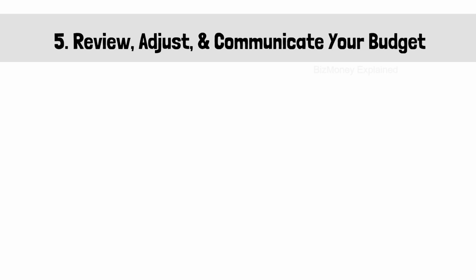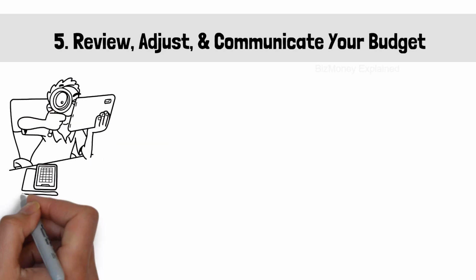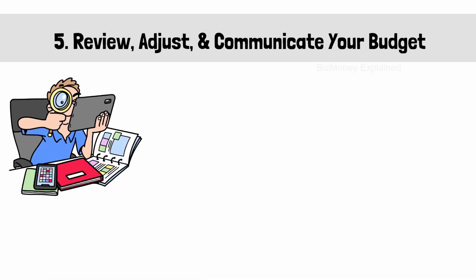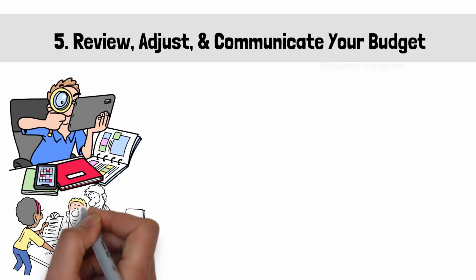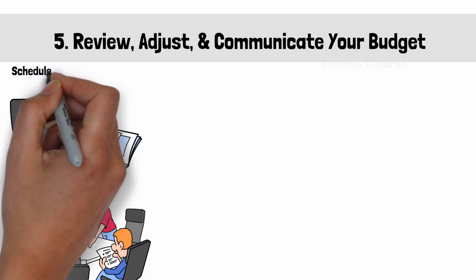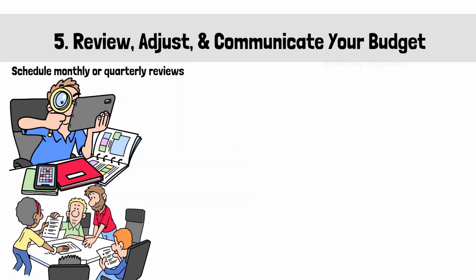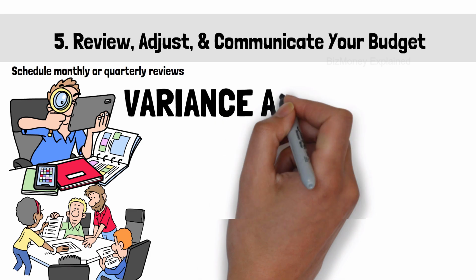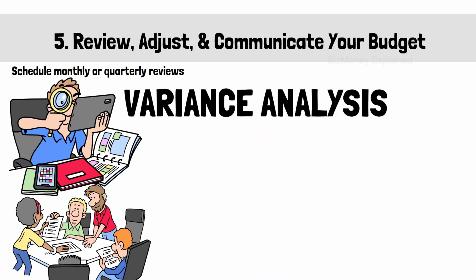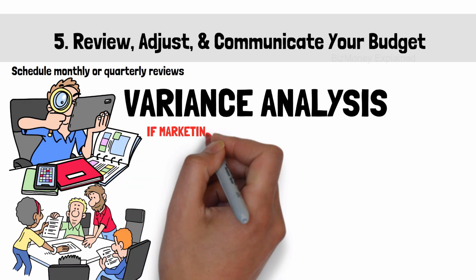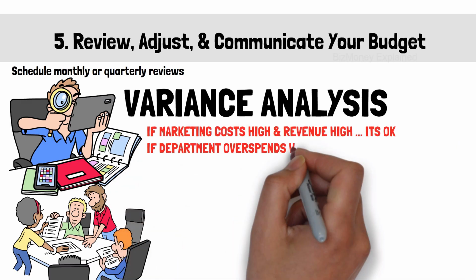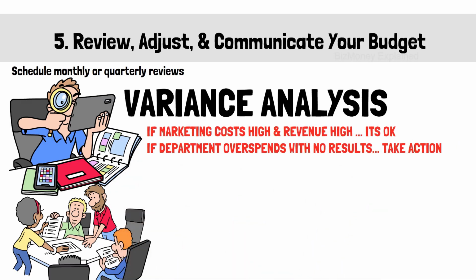Step number 5, review, adjust, and communicate your budget. A budget only works when it's reviewed regularly and updated as your business evolves. Treat your budget like a living document, not a one-time task. Schedule monthly or quarterly reviews to compare actual performance against your projections. Conduct a variance analysis to identify differences between estimated and real numbers. If marketing spends are higher but bringing strong returns, continue. If a department overspends with no result, take corrective action.